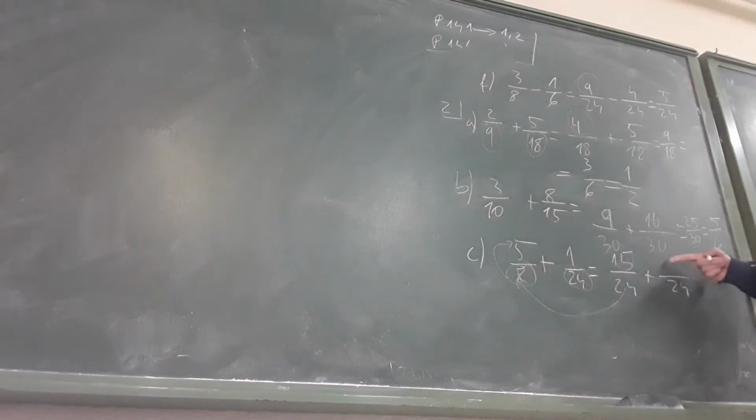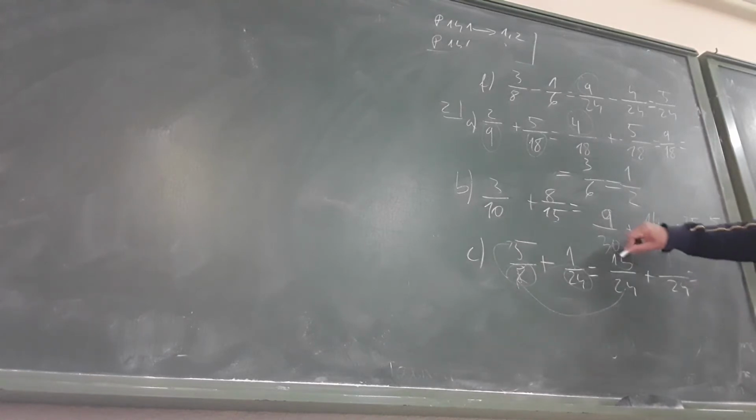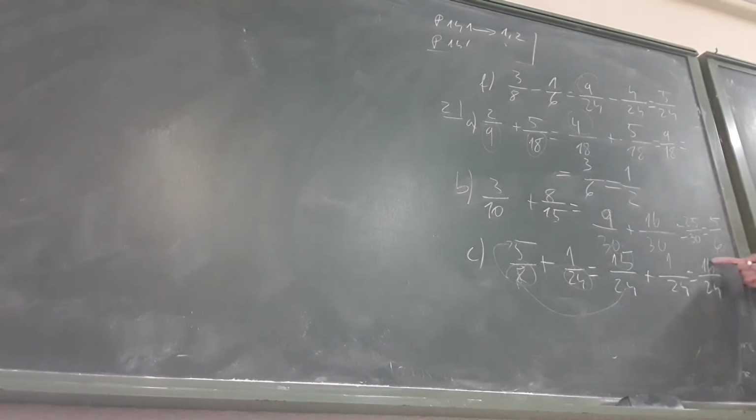And what about here? What about the numerator? We got number 1, we are still going to have number 1. Because if 24 remains, se queda como 24, number 1 remains number 1. Okay? And finally, we just have to add them up. 15 plus 1. Okay? 16 over 24. Can we simplify 16 over 24?